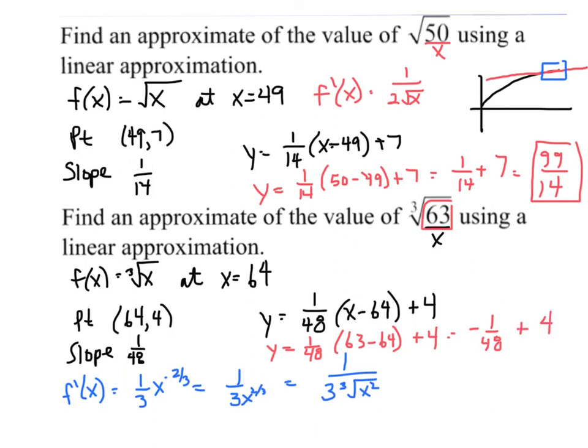Okay, and if you want to think about a common denominator here, 4 times 48 would be 192. So you could think about like negative 1/48 plus 192/48. You would get 191 over 48. And again, I would type that in the cube root of 63. I would urge you to do that real quick and see how close we got.